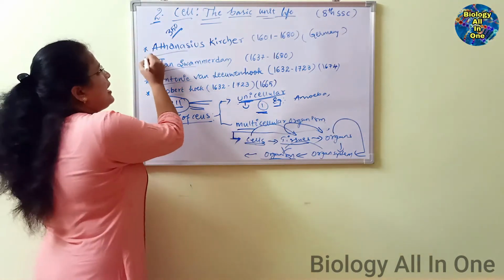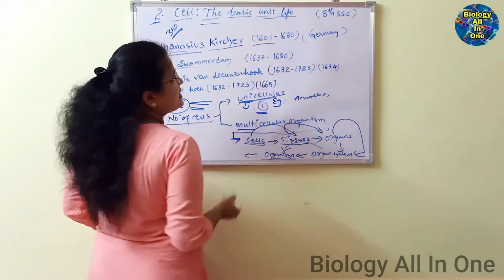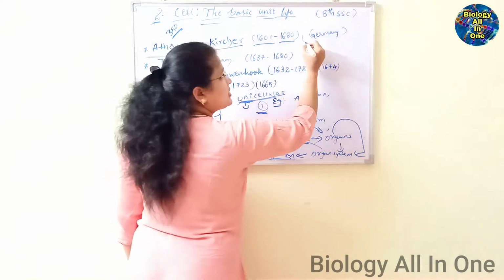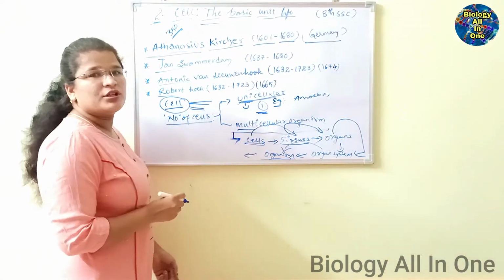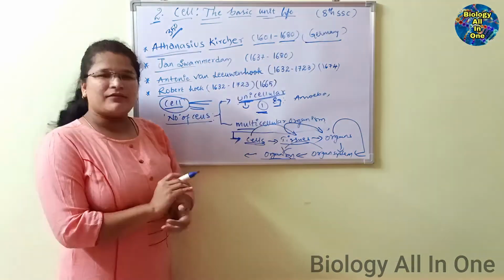See here, Athanasius Kircher is the scientist, who was born in the year 1601 and died in the year 1680. He was a German. He was a priest. So he did the observation.